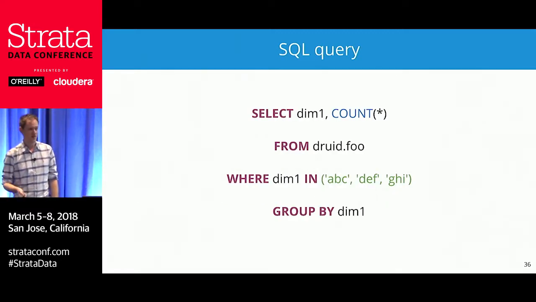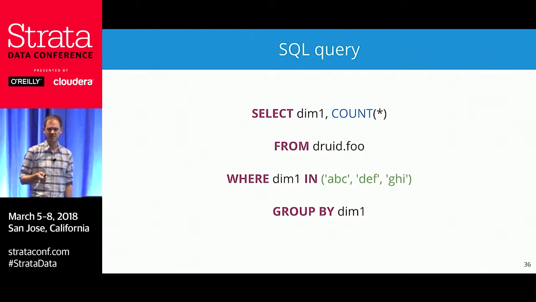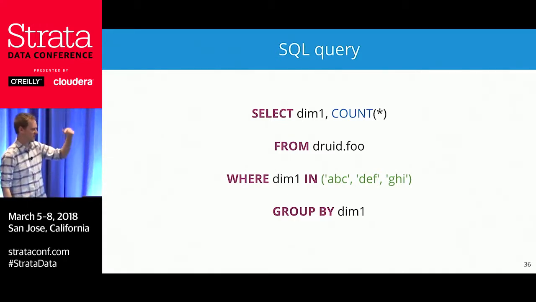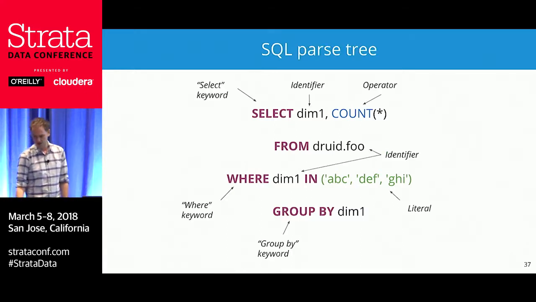So here's a SQL query. How many of you all know SQL? OK, awesome. So this is a very simple SQL query. It's just a grouping by a field called dim1, also applying a filter on dim1, and selecting the number of rows that each of those values appears in the table. So we're going to get 3 rows out of this, or up to 3 rows, 1 for each of those things we're filtering on, and a count for each one.